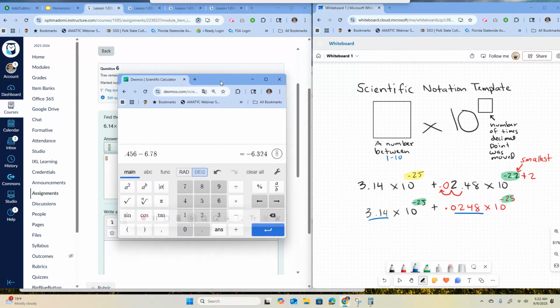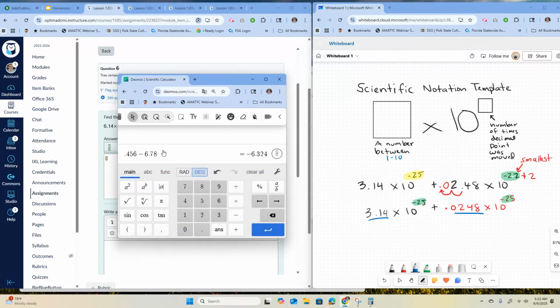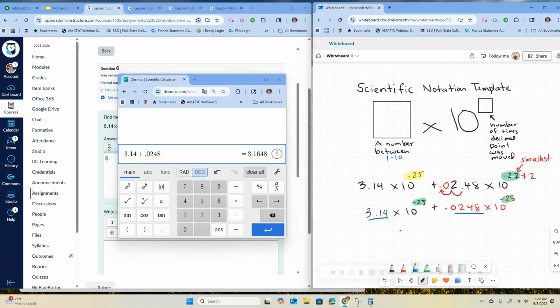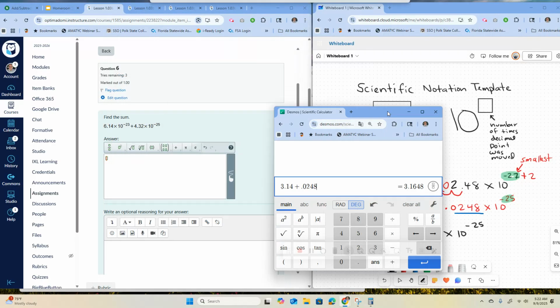Okay, so bringing my calculator over here. Let's take 3.14. I'm going to add 0.0248. And you can see I got 3.1648 when I add the coefficients. And don't forget, we're going to keep the 10. So we're going to keep times 10. And we keep the same exponent. And that's how you do problem number 6.